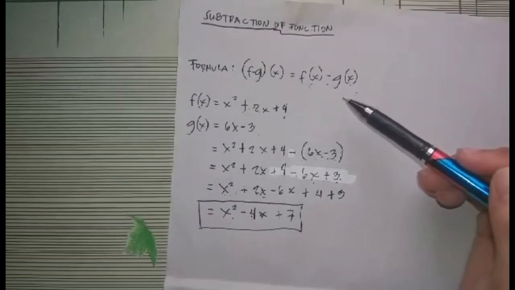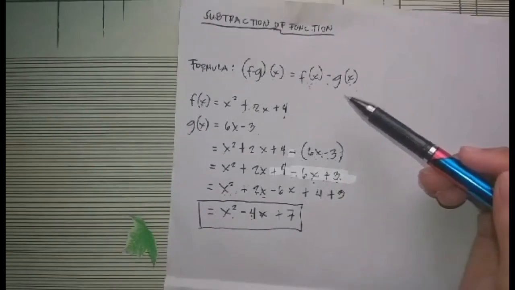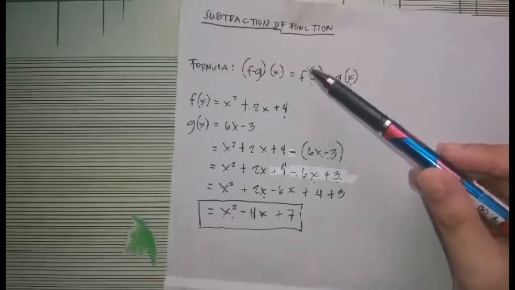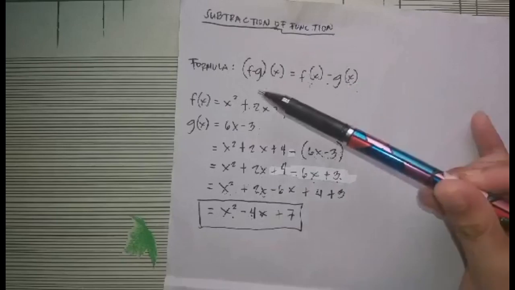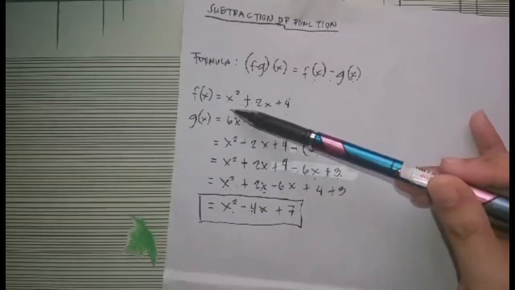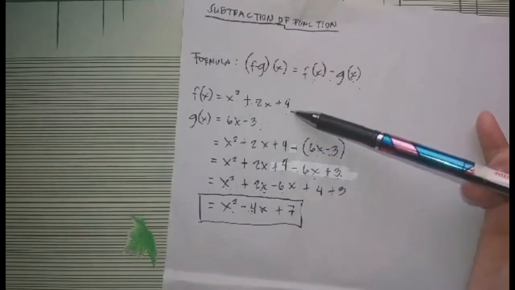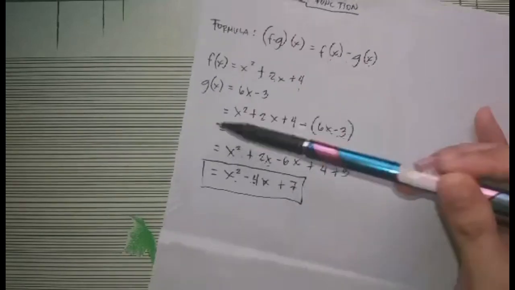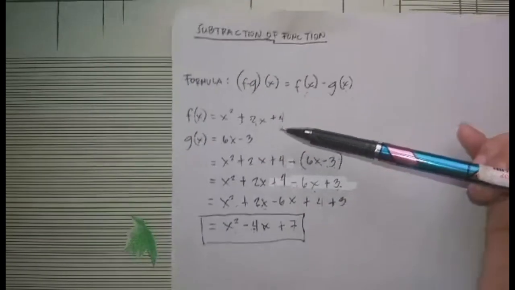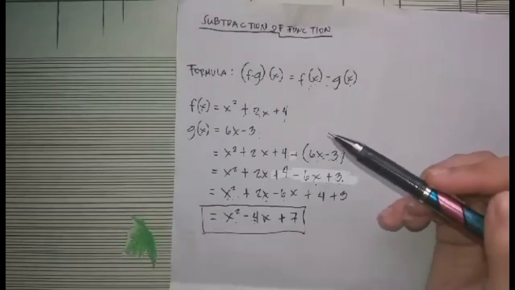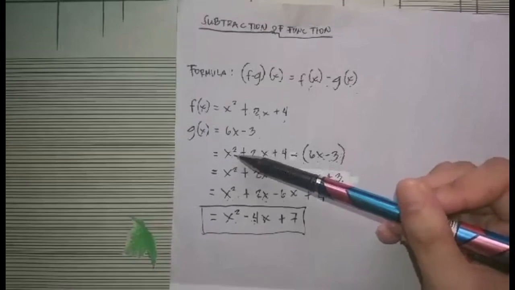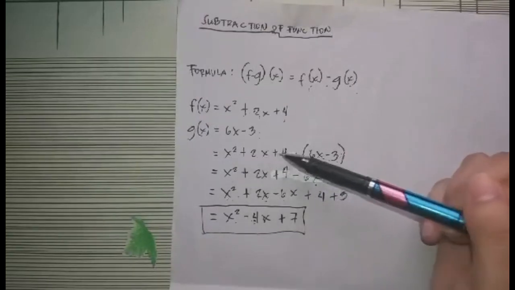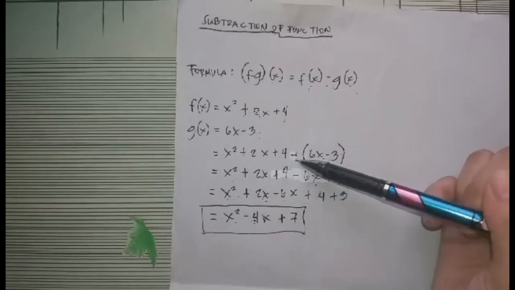Applying our concept for subtraction of functions, f minus g of x is equal to taking our f of x and then subtracting our g of x. Our f of x is simply x squared plus 2x plus 4. Then g of x is 6x minus 3. So when we write our f of x, it is x squared plus 2x plus 4. Then we have our operation of subtraction, so it will be minus.